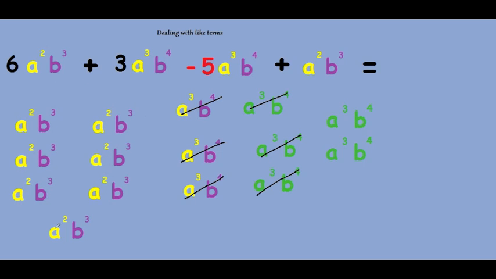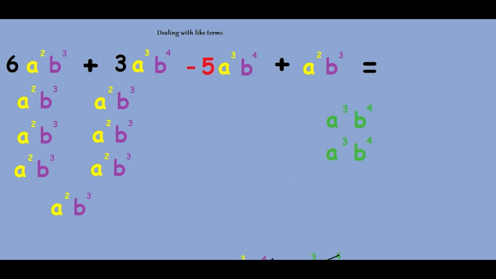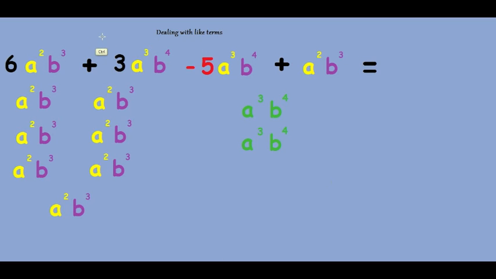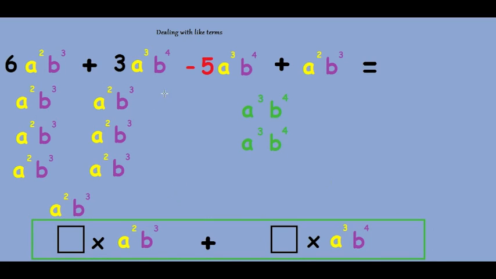So altogether I've got 7 of these objects and I have -2 of these objects. So let's neaten things up. Here's my group of 7. I'll take these away because they disappear to nothing and I'm left with just these 2. So finishing up, I'm going to write my answer in the following green box. So altogether I had 7 of these things called a squared b cubed, and I had -2 of these things called a cubed b4.